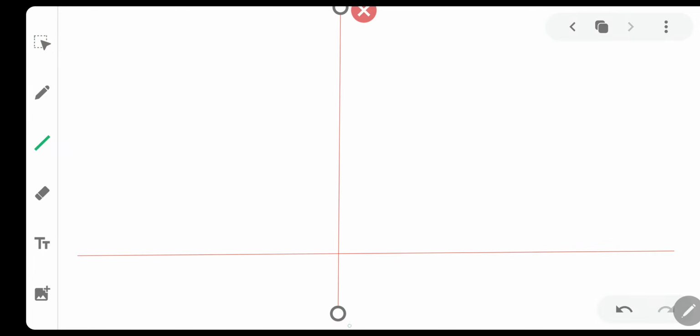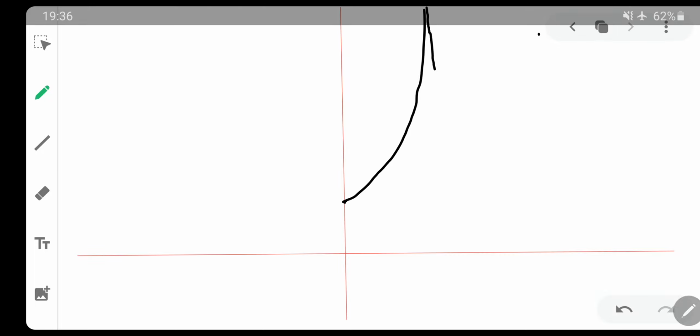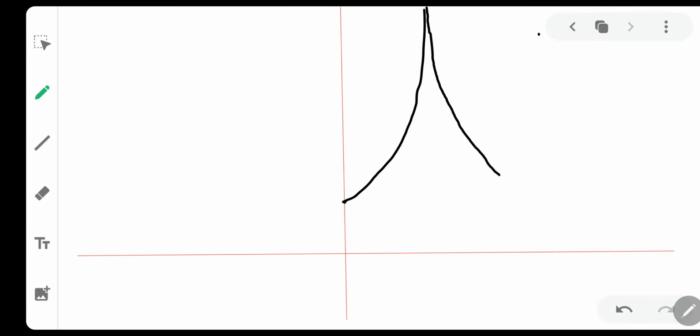Let me say this is my x-axis and this is my y-axis. I hope they are straight. Now I need to understand that (0, 0.5) is over here, and my graph is going to go something like this. At 2 it is going to reach infinity, then it is going to come down something like this.